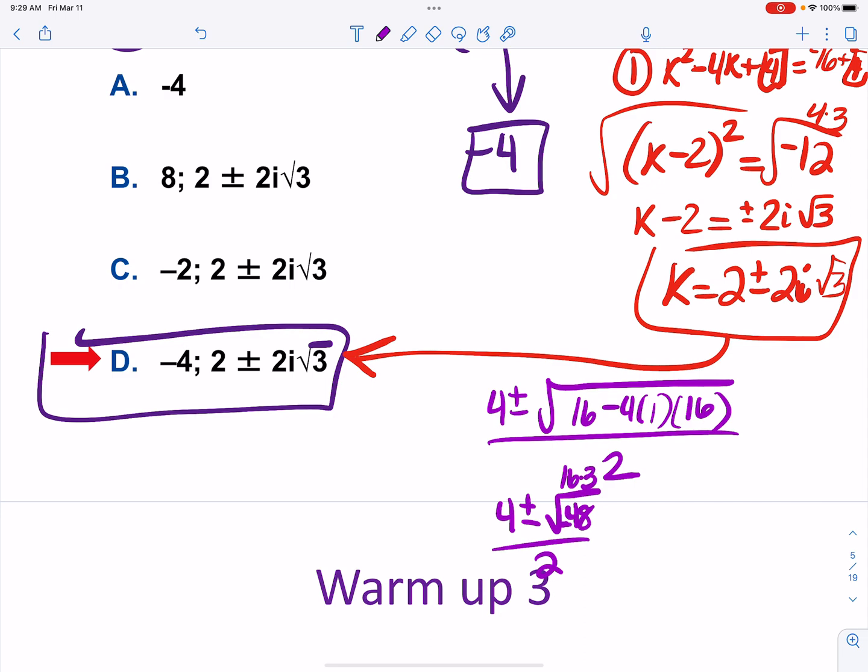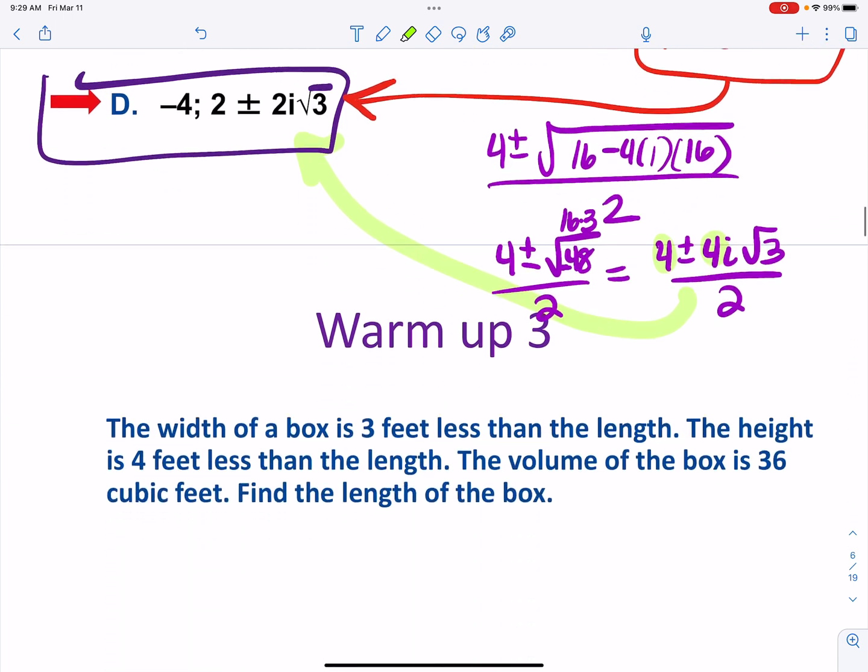48 is 16 and 3. So this becomes 4 plus or minus 4i root 3 over 2. Both of these are divisible by 2. So you get 2 plus or minus 2i root 3. So you get the same answer, complete the square or quadratic formula. I don't care. You got to know how to do both. Or, well, one of them at least to do this.